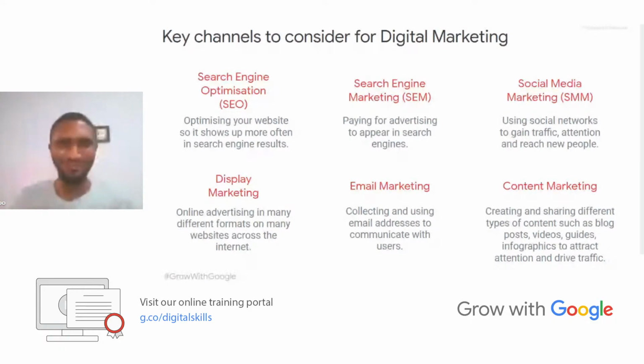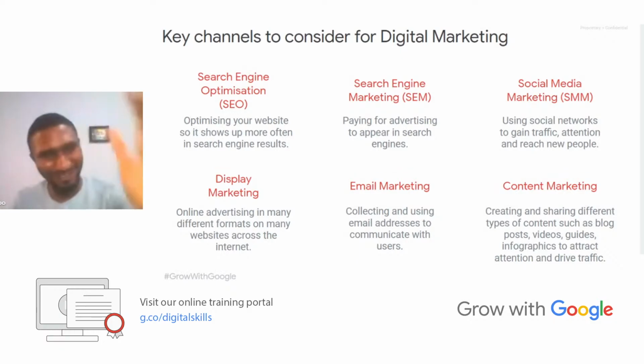I mean, we have lots of best practices to share, because marketing is also there, which is infographics, videos, and the like. So SEO, search engine optimization, search engine marketing, social media marketing, display marketing, email marketing, content marketing. These are the key channels to consider for digital marketing. We are not just going to be leaving it here. We're going to be explaining more on this.